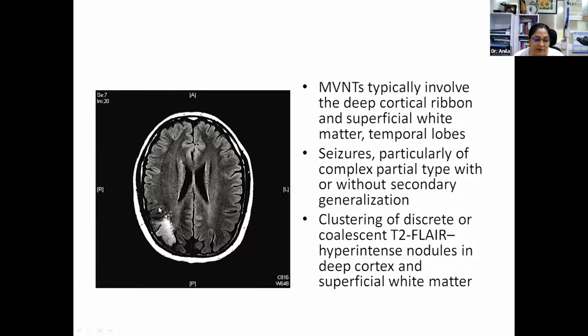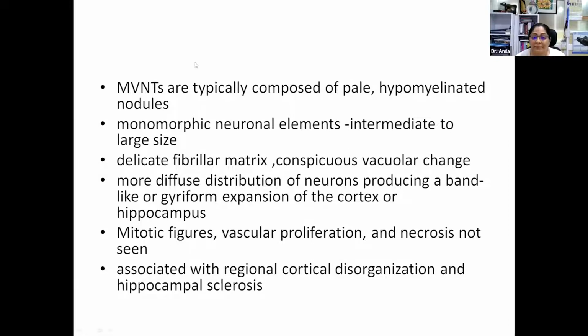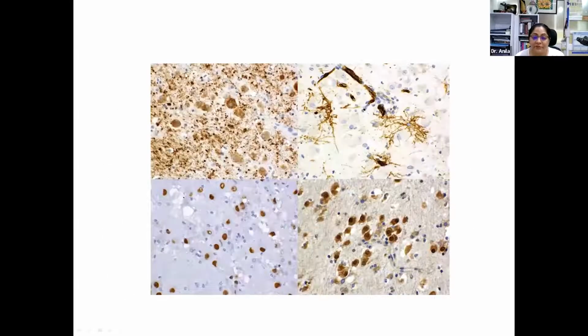So here are multiple nodules, and when they coalesce they form a big tumor mass. They are made up of pale hypomyelinated nodules, and the neuronal elements are monomorphic, and mitotic figures and necrosis are not seen. They can be associated with cortical disorganization and hippocampal sclerosis. So this is just to show, this is synaptophysin positivity. This is GFAP, which is negative in these large tumor cells, and this is OLIG2 positive.